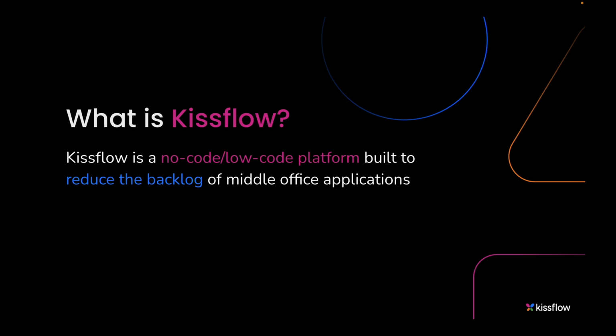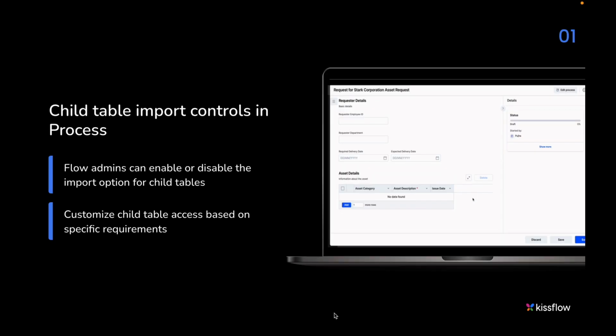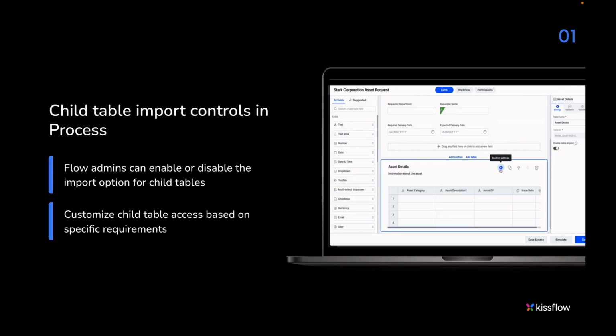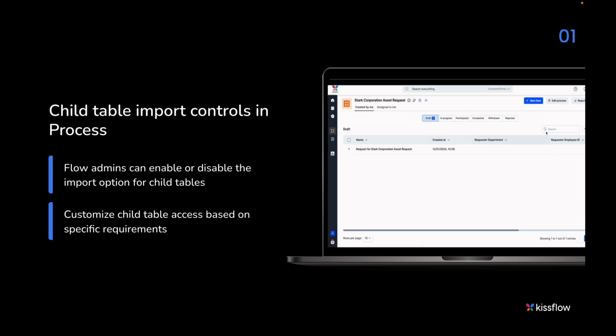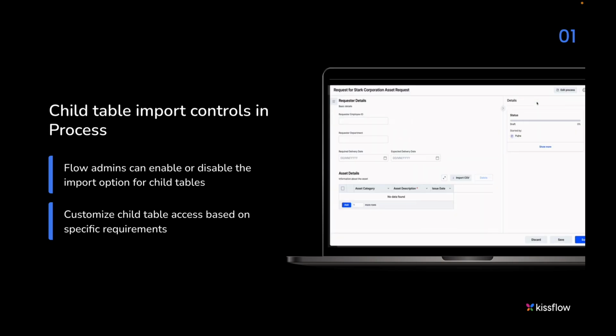All right, with this, now let's get into the product update itself. Let's take a look at the first feature that I have for you, which is child table import controls in processes. Now, this was a very highly requested improvement to Kissflow process forms. So, very happy to share this with you.